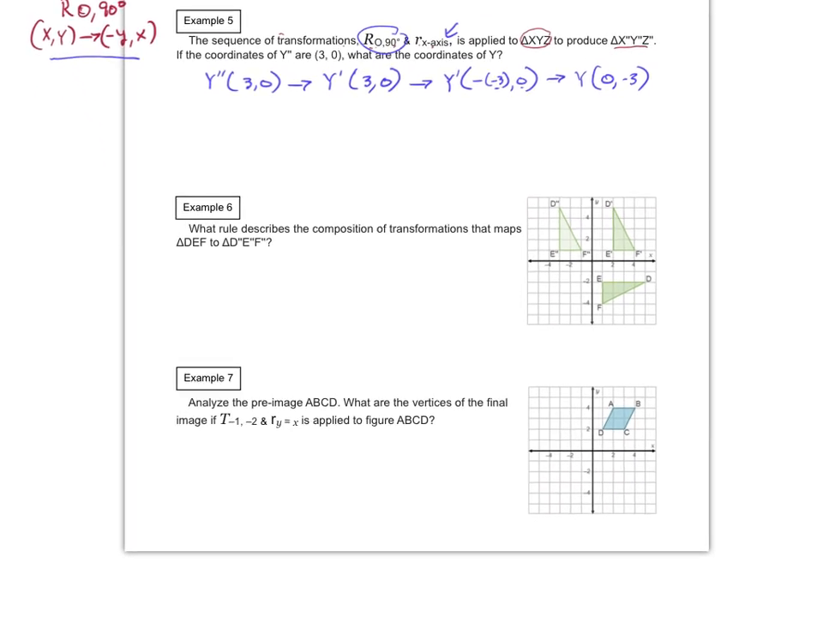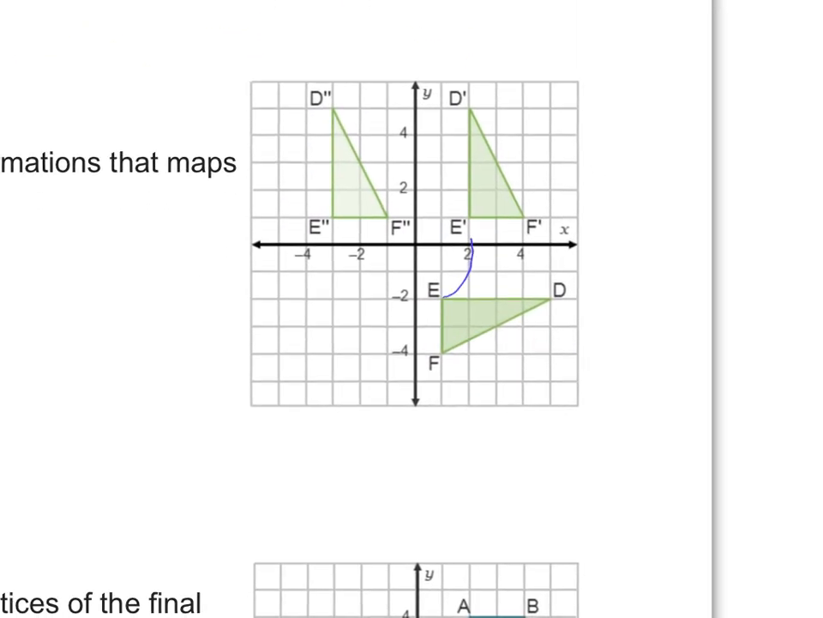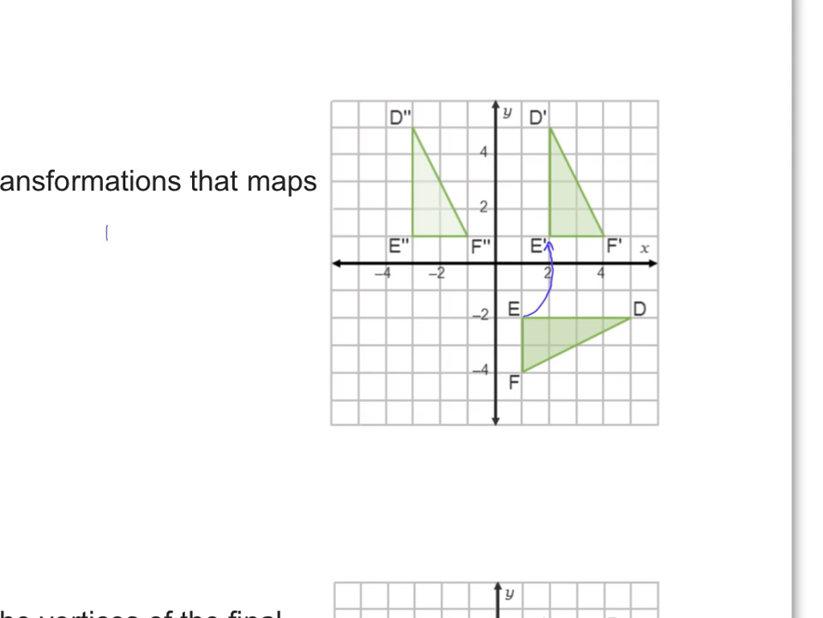What rule describes the composition of transformations that maps E to E double prime? What did we do here? Let's just think about it. It looks like when we went from E to E prime, we just rotated that entire object. Is that positive or negative? Let's go in this direction. We rotated 90 degrees about the origin, right?